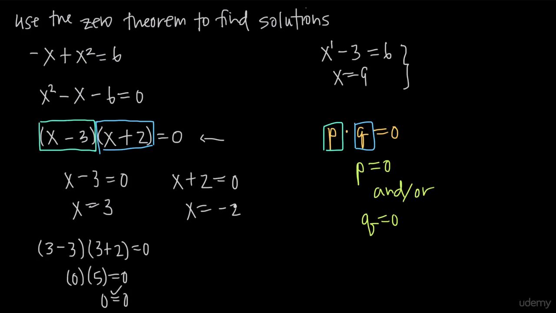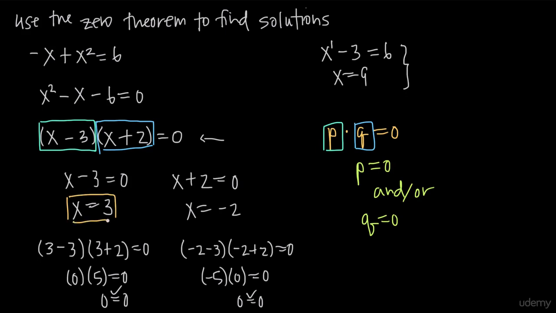The other solution is x equals negative 2, and if I plug that in, I'm going to get negative 2 minus 3, negative 2 plus 2 equals 0. And when I simplify, negative 2 minus 3 gives me negative 5. Negative 2 plus 2 gives me 0. And I know that negative 5 times 0 is 0. So I get 0 equals 0, and that checks out also. So I can say that x equals 3 and x equals negative 2 are solutions to the equation, and that's how you use the zero theorem to find solutions to a quadratic equation.